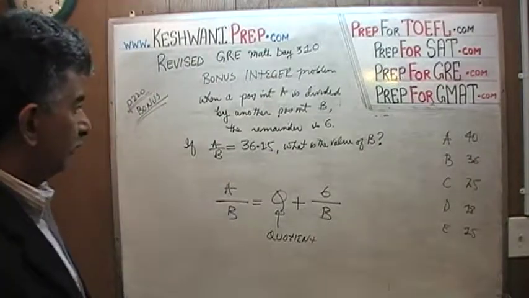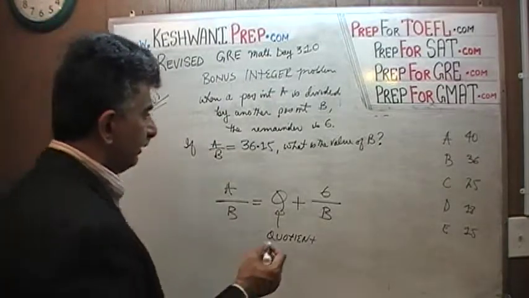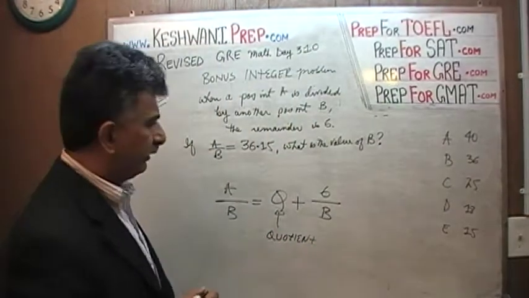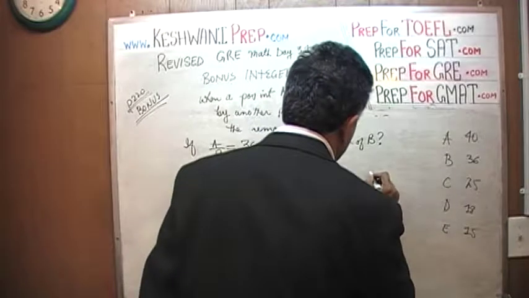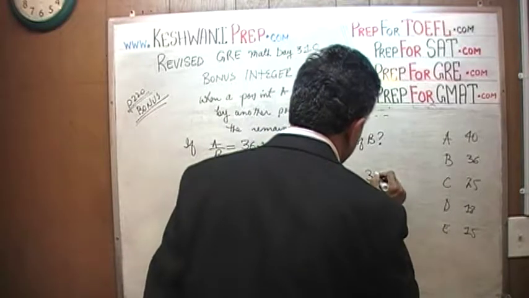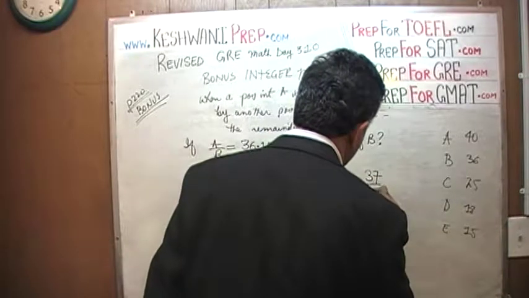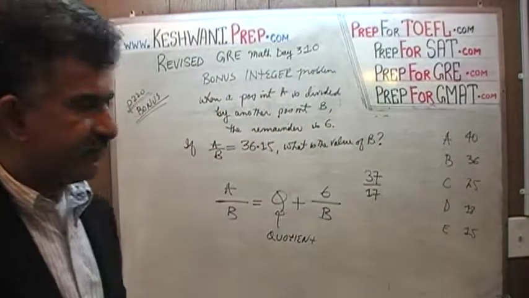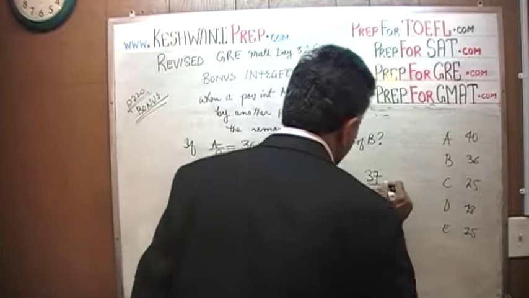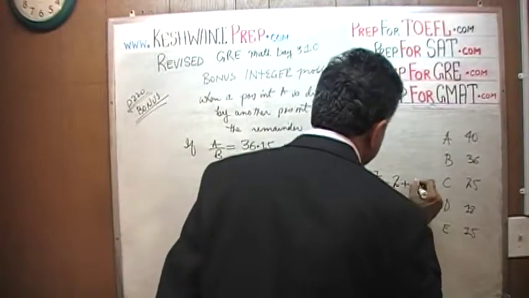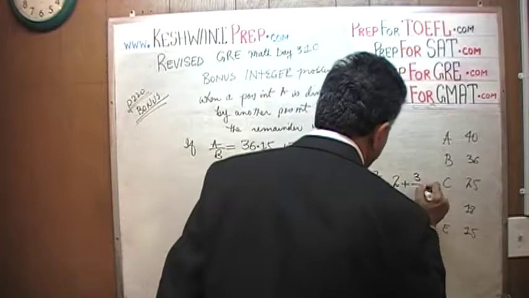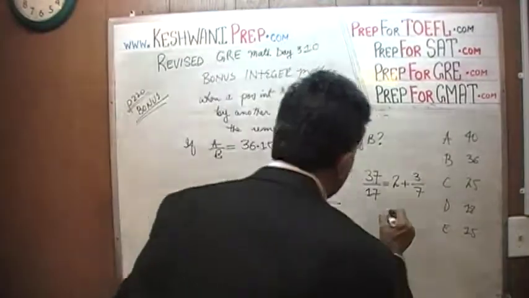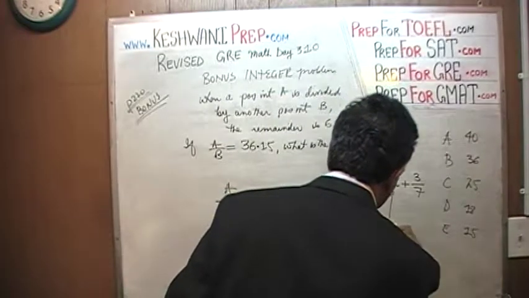One more time, perhaps I can squeeze it somewhere here. Let's do a different one. Let's see if I can quickly think of a different one. How about 37 divided by 17? There it is. 37 divided by 17, we know, has to equal 2 plus 3 divided by 17. You see, 2 plus 3 over 17. This 2 is our quotient.